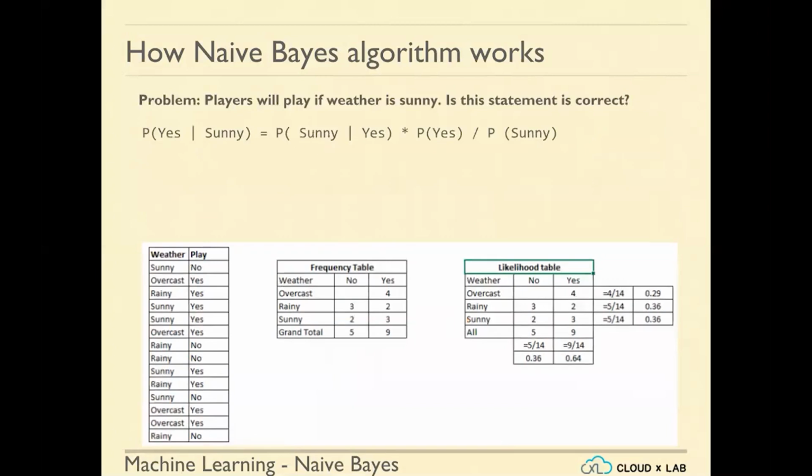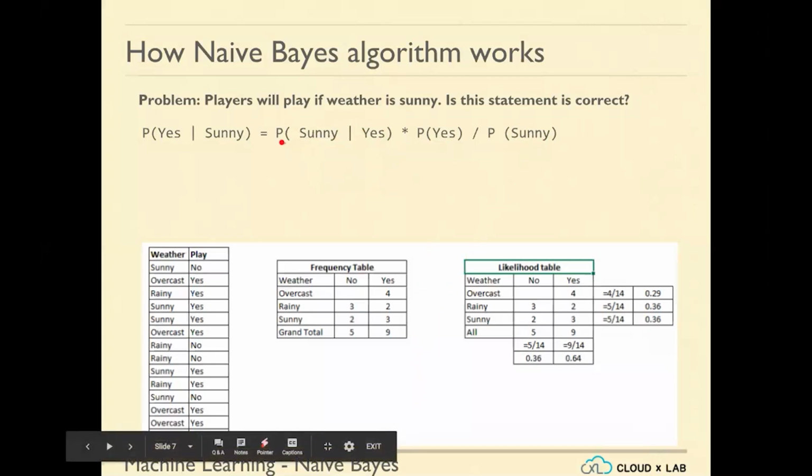Now, this is the point where we apply the Naive algorithm. This is the Naive theorem you remember in probability, whereby we say that the probability of playing, which is yes, if the day is sunny, is equal to the probability of sunny when we played, multiplied by the probability of playing, divided by the probability of sunny. So if you want to find out whether people will play if it's sunny, first of all find out how many times it was sunny when we played, multiplied by how many times we played, divided by how many times it was sunny. Okay, so this essentially is the Naive theorem.